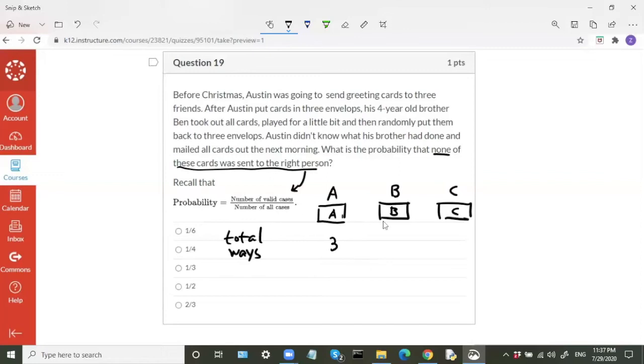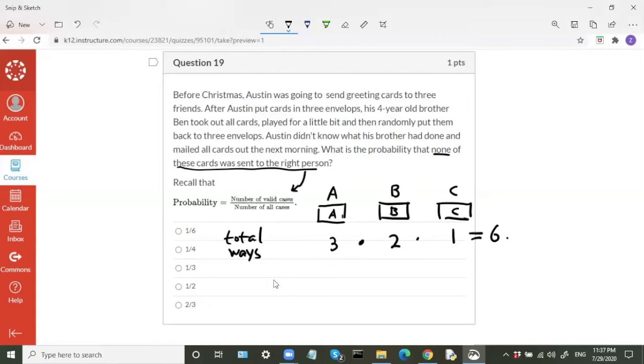So the next step, let's put a card into envelope B. Because you put 1 card in A already, only 2 cards are left, so you just have 2 choices. The last card goes in C, so it's 1 choice. So the total, using the multiplication principle, is 3 times 2 times 1, 6 choices. So 6 ways we can put these cards into these envelopes.